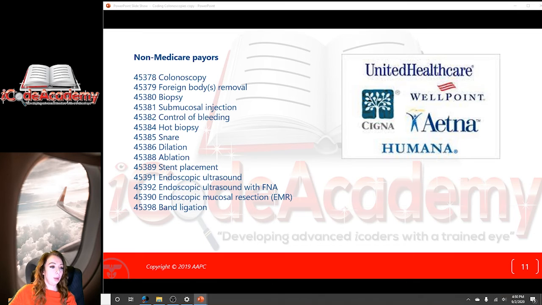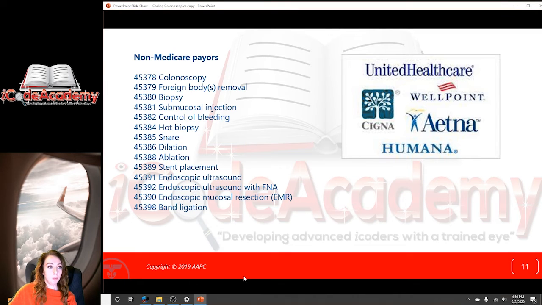One thing that I want to point out is 45378 at the top of our list, which is our colonoscopy, is the base code for a colonoscopy without biopsy or any other interventions. So if a brushing or washing is performed, you want to make sure that you are adding the additional codes as necessary and reflecting those on your 1500 or claims form.